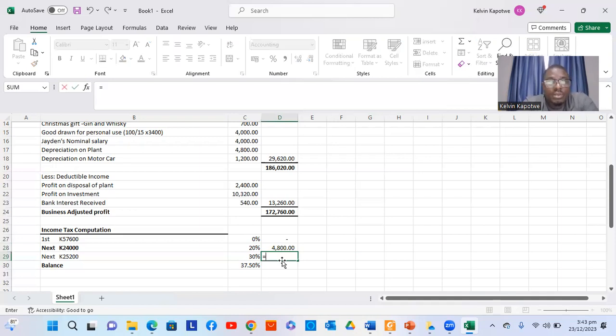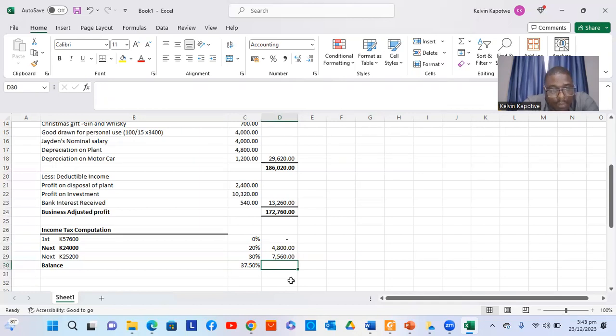Then the next 25,200 multiplied by 30%. Then the balance. So now how do we get the balance? It's easy. Just get this figure, the one where I've put the cursor. So just 172,760.